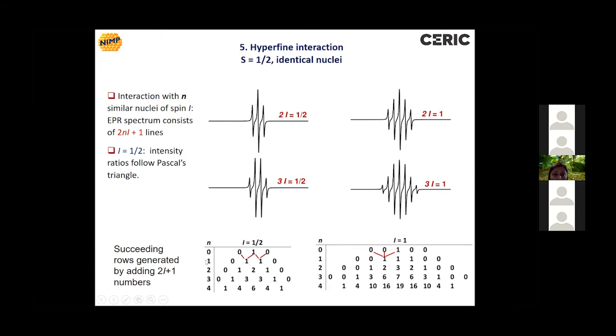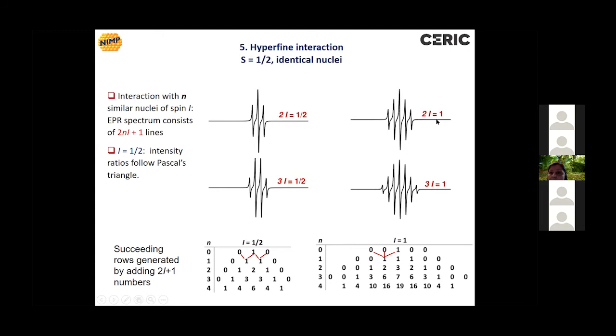So for one nucleus, there are 2 lines with the same intensity. For 2 nuclei, there are 3 lines with relative intensity 1, 2, 1. For 3 nuclei, there are 4 lines with a relative intensity 1, 3, 3, 1. And the same rules can be applied for nuclear spin with higher value.